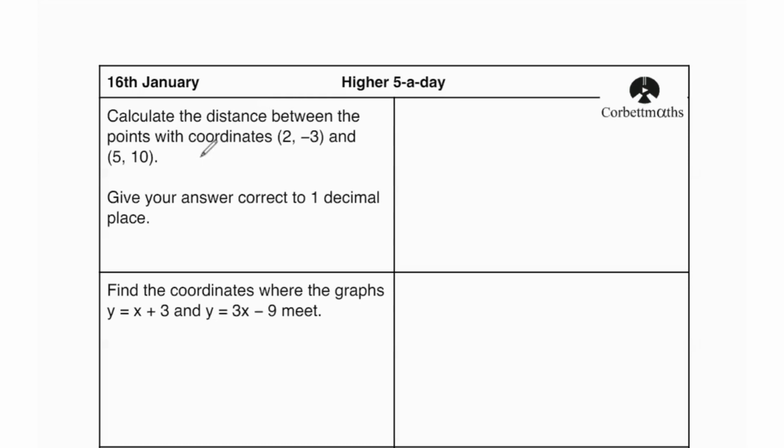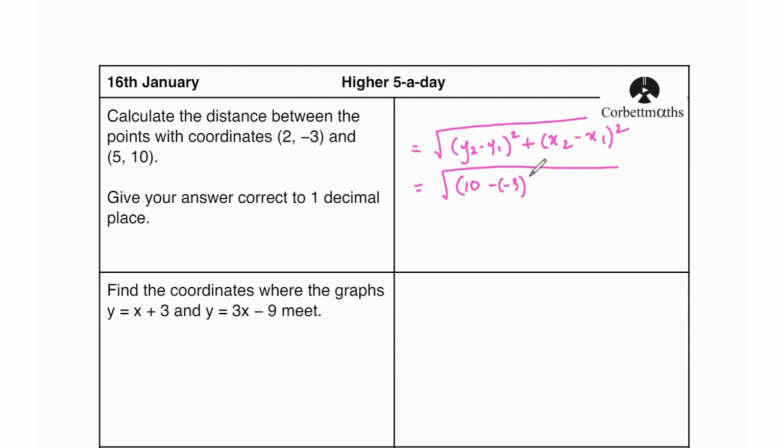The first question says calculate the distance between the points with coordinates (2, -3) and (5, 10). So the distance formula is the square root of (y2 minus y1) whole squared plus (x2 minus x1) whole squared. So that's going to be (10 minus -3) whole squared plus (5 minus 2) whole squared.